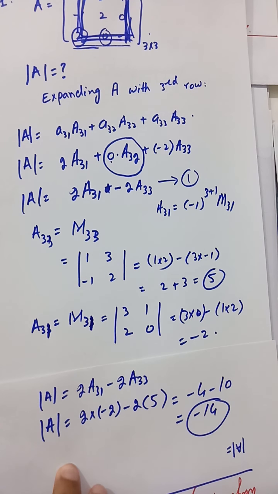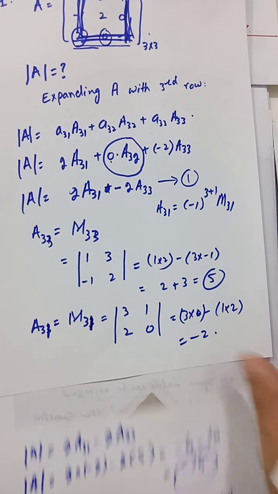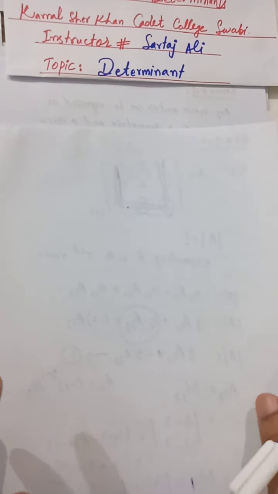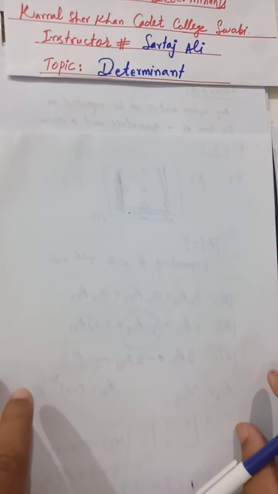If you expand it with the help of the first row, first column, second row, second column, third row, third column, you will always get minus 14. But the better way for easier calculation is to expand the determinant of a matrix along that row or that column which contains the maximum number of zeros. Okay. Now I am extending this to a matrix of order n.